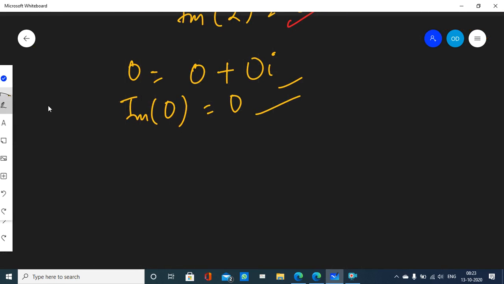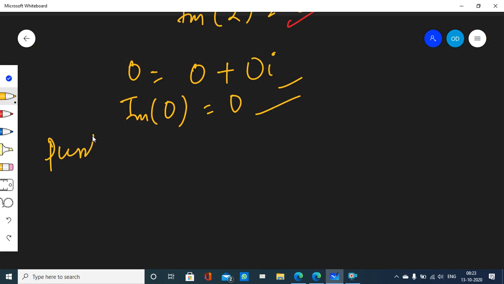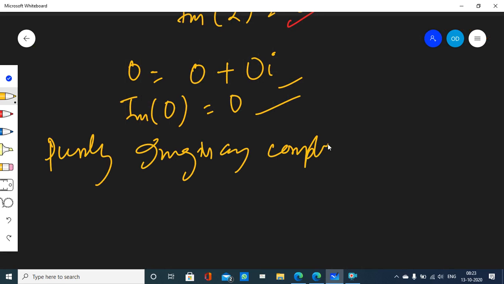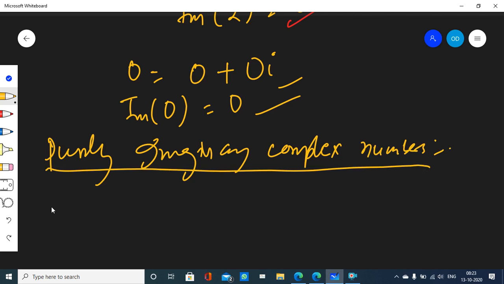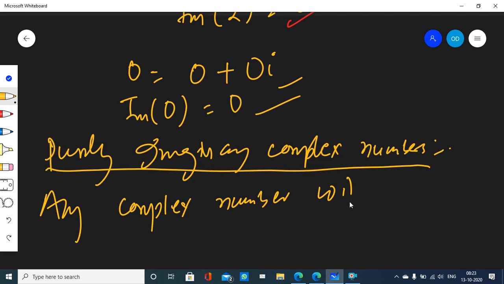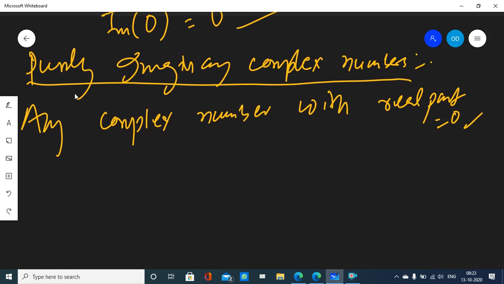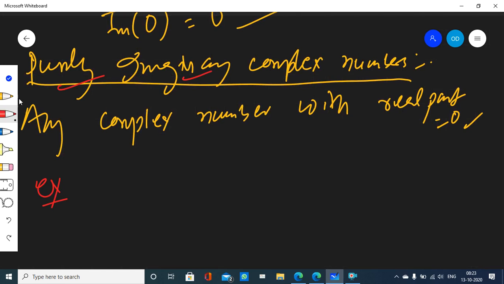Well, let's talk about purely imaginary complex numbers. Any complex number with real part equal to 0. If any complex number has its real part equal to 0, then we say that is a purely imaginary complex number.